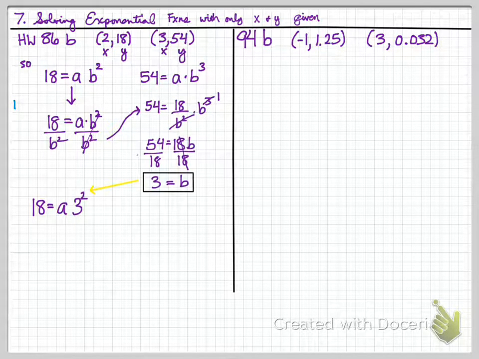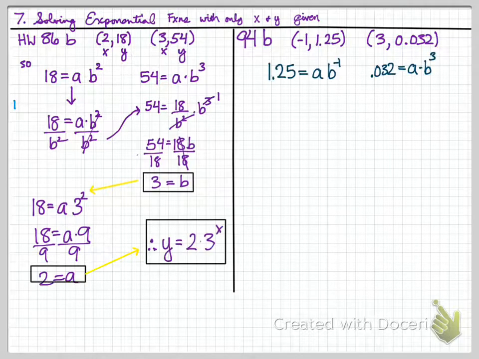And now we substitute that back into the original equation, or the first equation, 18 equals A times B squared. And now we get 18 equals A times 3 squared. Square your 3 to get 9, divide by 9, and you get A to be equal 2. Now you've got A solved, you've got B solved, you plug them into the general equation for an exponential function, and you get Y equals 2 times 3 to the X power.